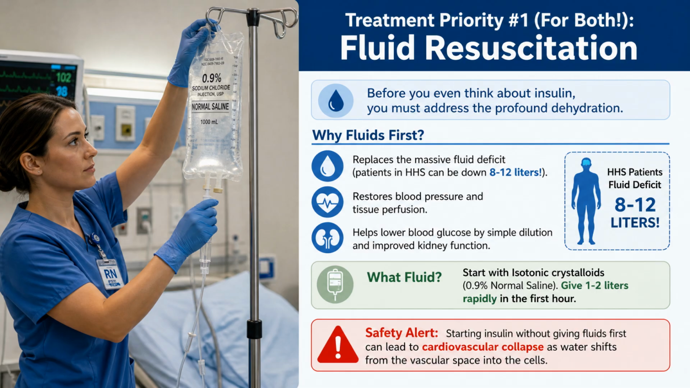Now let's talk about treatment, and this is critical. The first priority for both DKA and HHS is not insulin. It is aggressive fluid resuscitation. You must fix the dehydration first. Giving fluids restores blood pressure and organ perfusion, and it even helps lower the blood sugar through simple dilution. We always start with an isotonic fluid, like 0.9% normal saline, often giving 1 to 2 liters in the first hour. Starting insulin without fluids is dangerous and can lead to cardiovascular collapse.